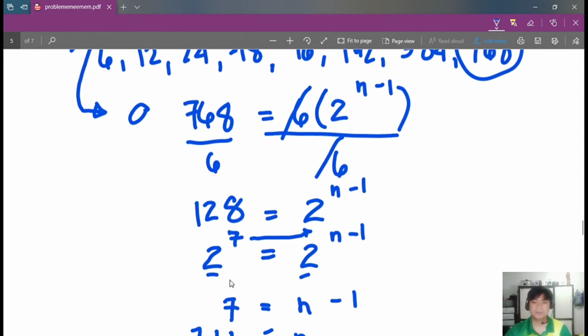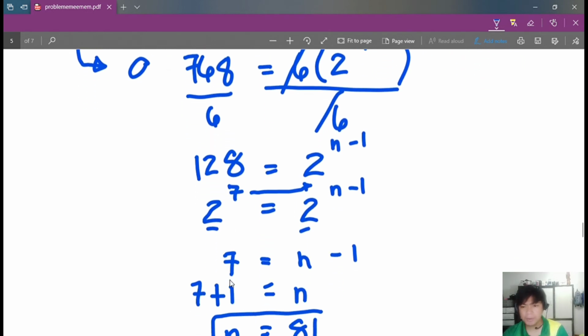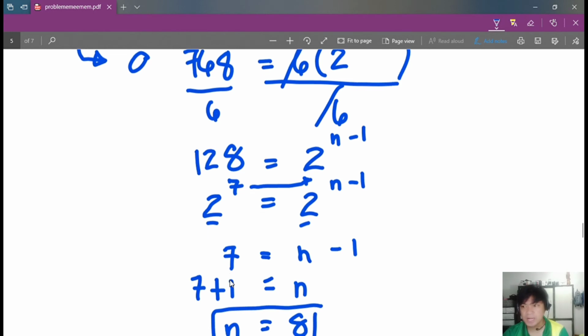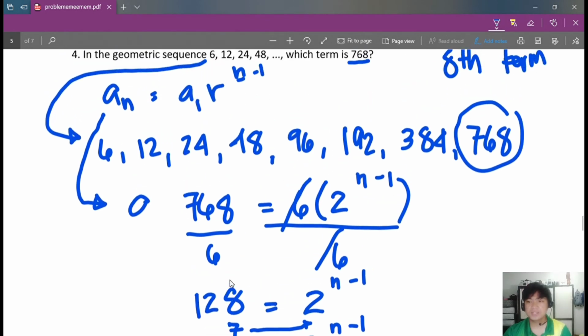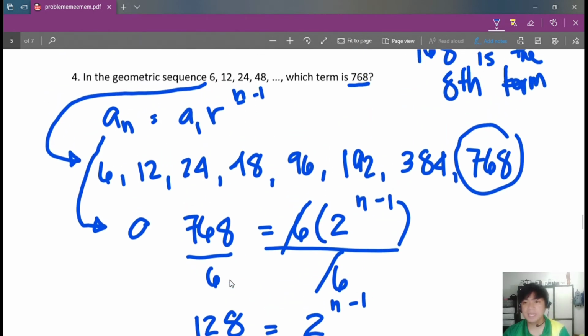Okay? So, pwede lang i-equate yung power. Take note ha, pwede lang siya i-equate pag yung base natin pareho. Yung kanina kasi, itong 128, we cannot equate dito yung exponent niya, kasi magkaiba yung base. 128 is not equal to 2. So, dapat i-convert muna natin into exponential form. Ito yung exponential form ng 128, 2 raised to 7. Okay? So, yun yung answer natin. So, the 768 is the 8th term.